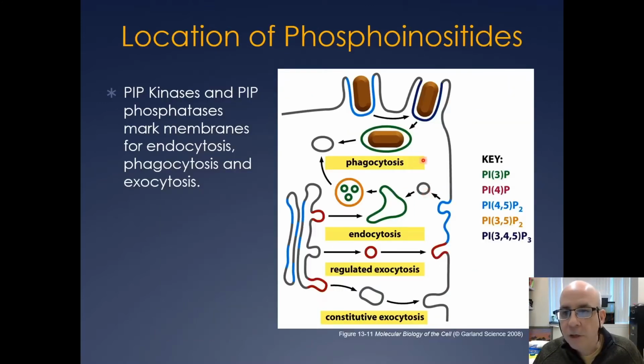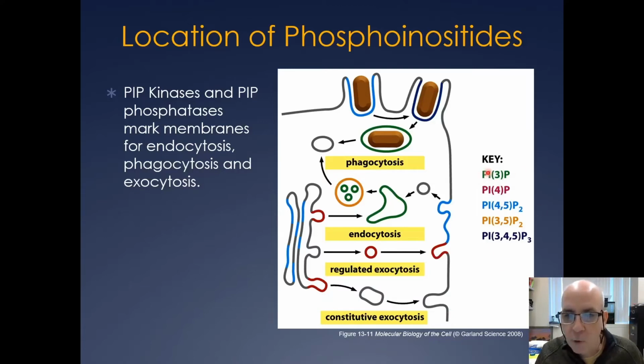And here's just another example. Once again, here's the key over here to tell you where the different phosphoinositides are located in the cell and what's happening. Some are involved in phagocytosis, some are involved in endocytosis, some are involved in regulated exocytosis or constitutive exocytosis. So I don't expect you guys to memorize these.